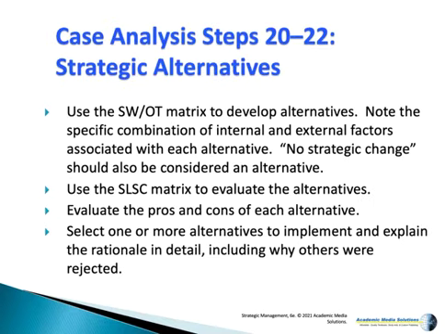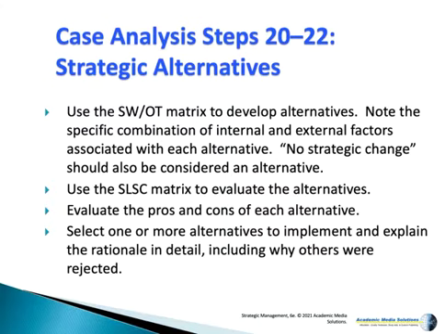So let's close the chapter with a discussion of case analysis steps 20, 21, and 22. And here in 20, you use the SWOT matrix to develop alternatives. Now again, just a reminder, alternatives are different from opportunities. This is why you can't confuse them at the SWOT analysis level. Now, the specific combination of internal and external factors associated with each alternative should be identified. So don't just list your alternatives. You want to connect them with, let's say, strength 1 and strength 3 and opportunity 2 and threat number 4.